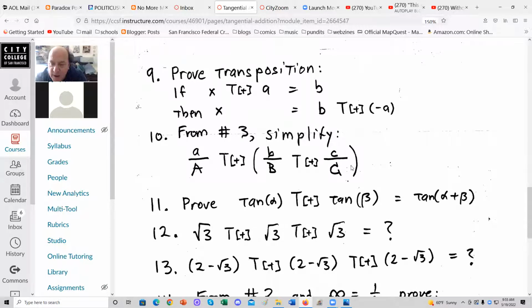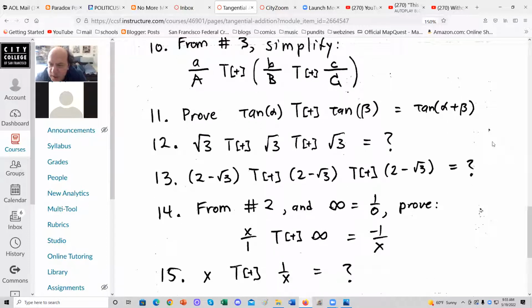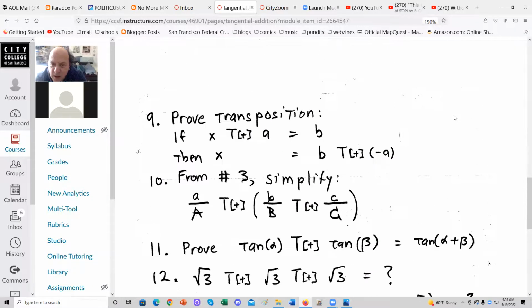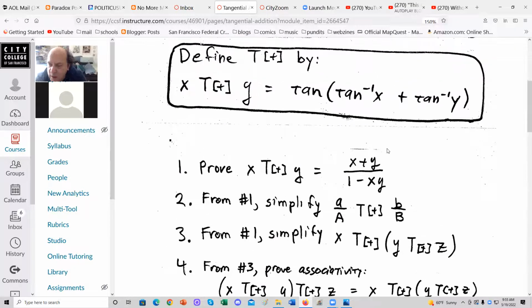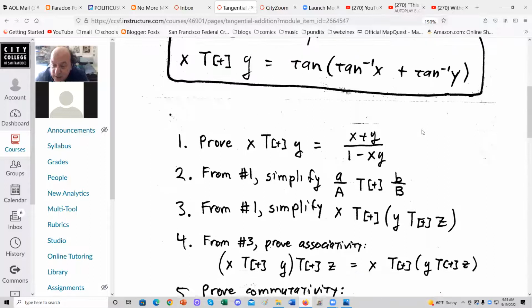Number 10, simplify associativity for t-plus, or express t-plus for rational fractions. You get an expression in a, b, and c divided by another expression in a, b, and c. Number 11, prove that tan alpha t-plus tan beta equals tan of alpha plus beta. That follows straight from number 1 and the rule of addition of angles for tangent.